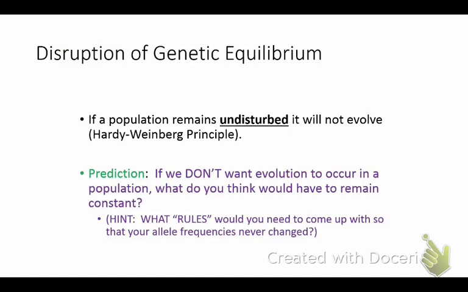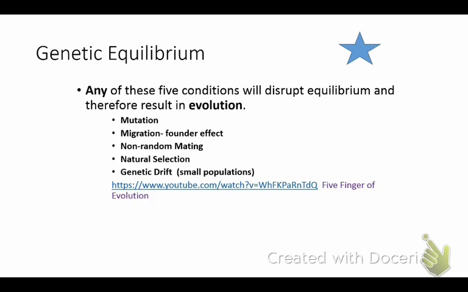So, disruption of genetic equilibrium. If a population remains undisturbed, it will not evolve because there's not really any variation going on, okay? So if a population remains undisturbed, it will not evolve. Any of these five conditions will disrupt equilibrium and therefore result in regaining evolution. Okay? Here, I'll click the slide for you. These conditions will disrupt equilibrium and result back in evolution.